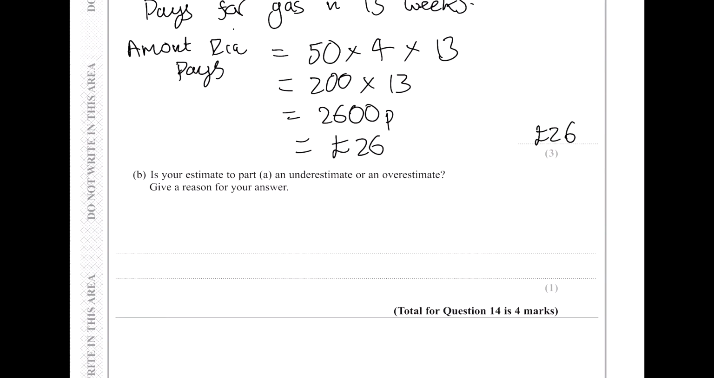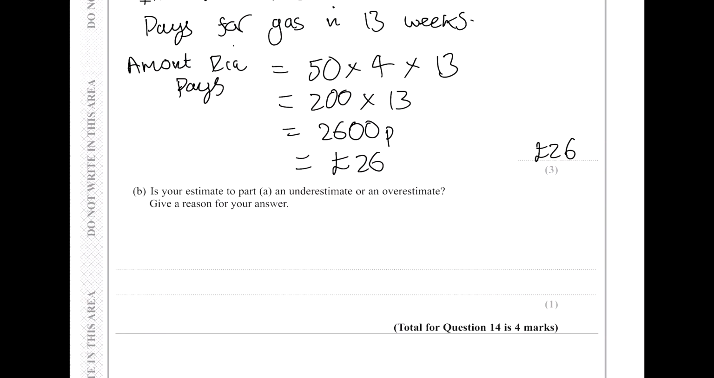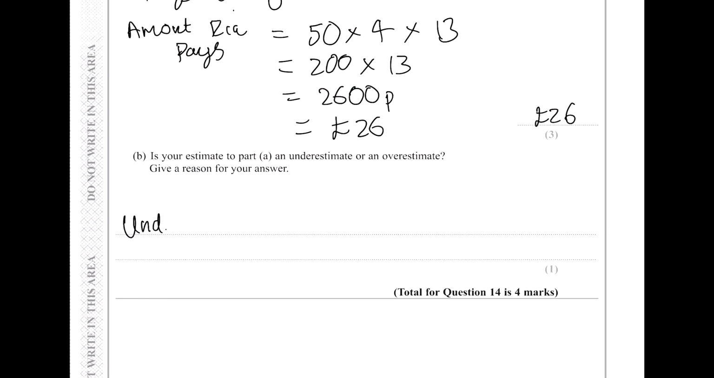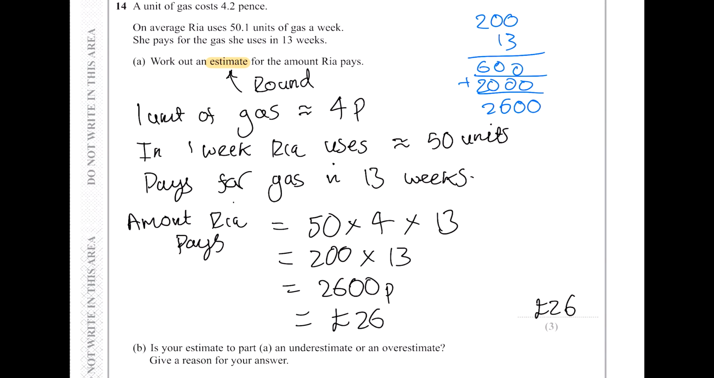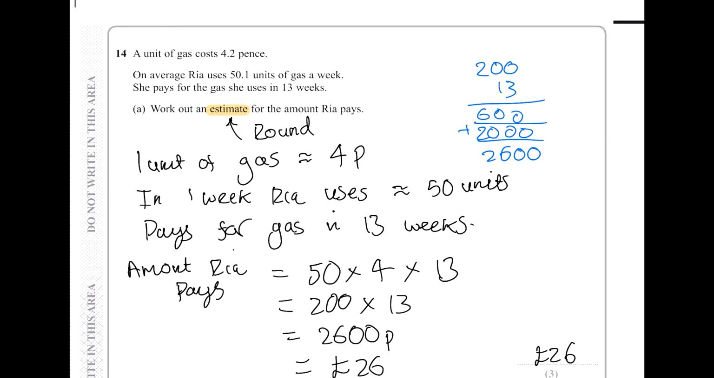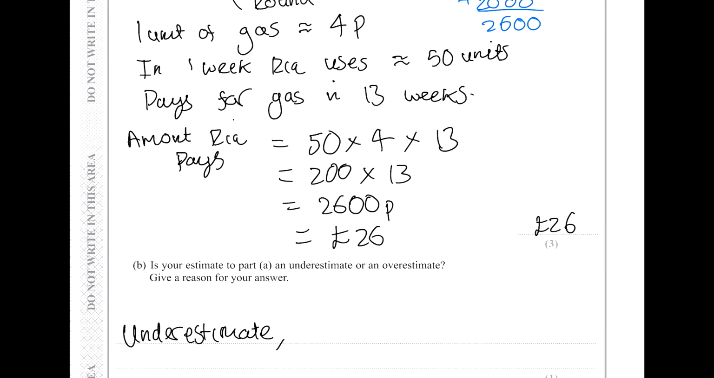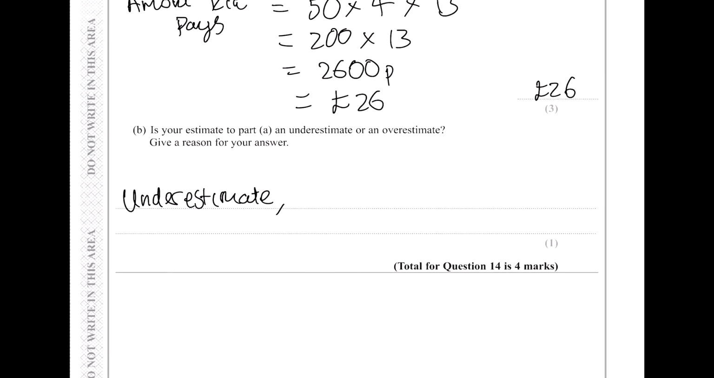Okay, is our answer an underestimate or overestimate? Well, the answer should be an underestimate, right? And the reason why it's an underestimate is because all our approximations rounded the numbers down. So we turned 4.2 into 4, and then we turned 50.1 into 50. So all we've done is made our numbers smaller, so our actual value would be higher.